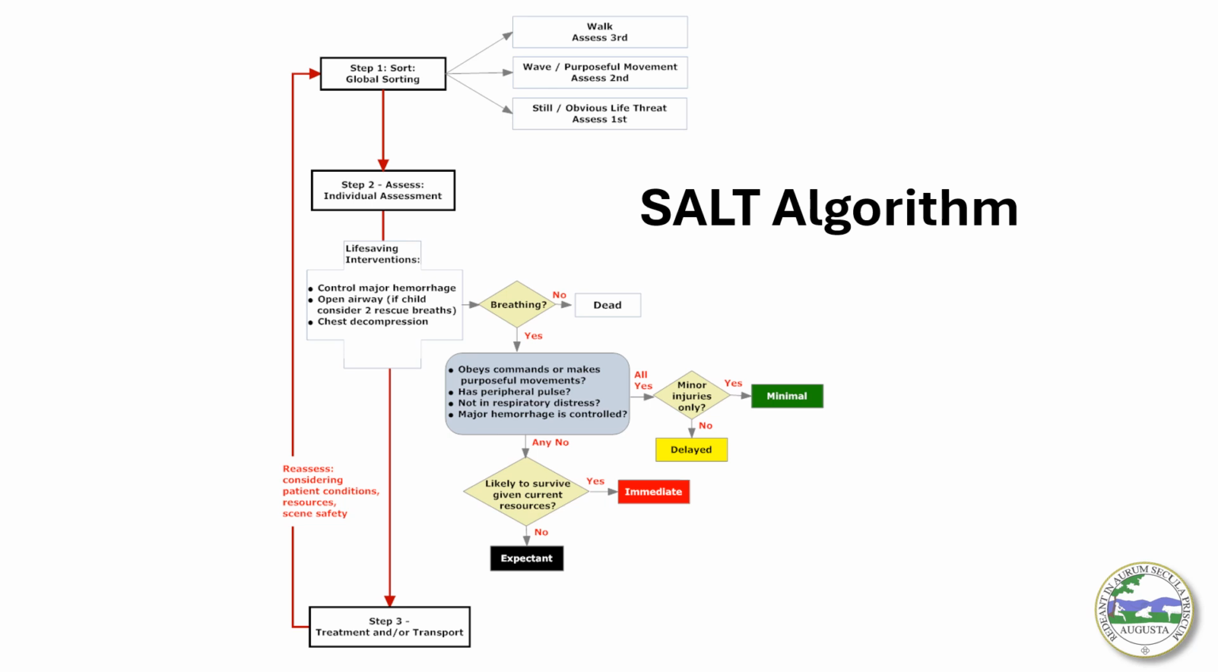In general, treatment and/or transport should be provided for immediate patients first, then delayed, then minimal. Expectant patients should be provided with treatment and/or transport when resources permit. Efficient use of transport assets may include mixing categories of patients and using alternate forms of transport. Some patients may only require treatment at the scene and not transport.